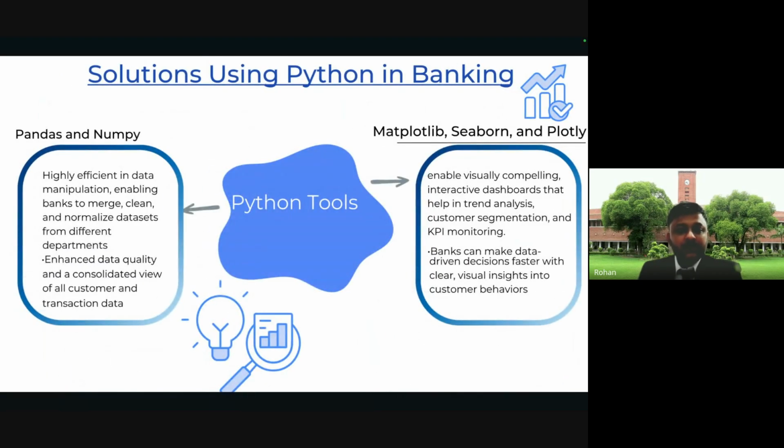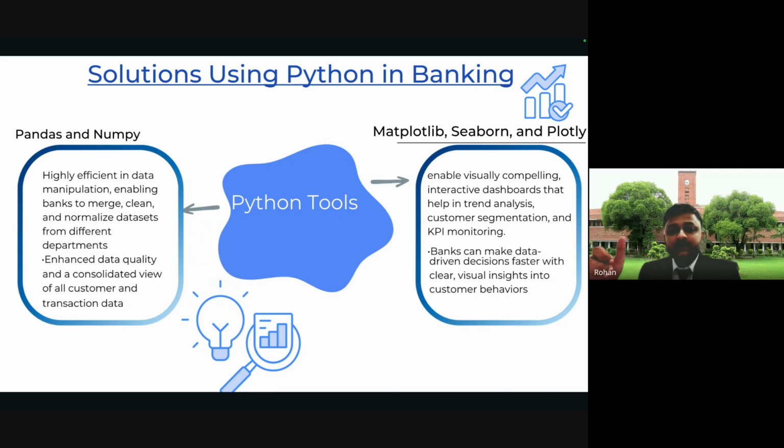So here is the solution. What can be the solution to clean this huge chunk of data sets? Maybe Python. And there are certain tools that we are using in Python. First of all, Pandas and NumPy, and the second set is Matplotlib, Seaborn, and Plotly. Pandas and NumPy are used for data cleaning, which enhances the data quality and consolidates the view of all transactions that were made by the consumers. So basically, it is used for data cleaning.